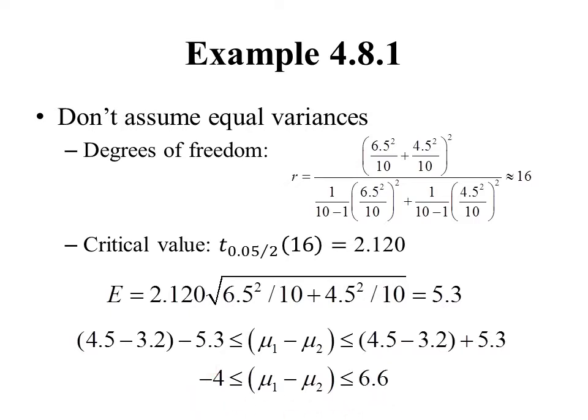Now notice that this confidence interval isn't a whole lot different than what we got when we assumed equal population variances. The interpretation of this is the exact same. We'd say we're 95% confident that the difference is between -4 and positive 6.6. And again, notice that this is negative and this is positive. So again, our results are kind of inconclusive. We're just not quite sure if diet A is really any better than diet B.